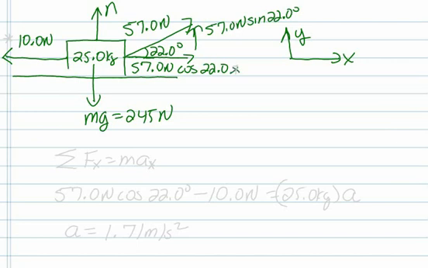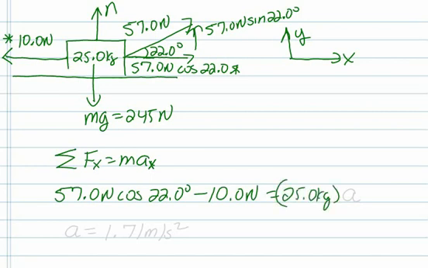So here are our x-directed forces. We have nothing else in the x direction, and here's our equation. Sum of the forces in the x direction is mass times acceleration in the x. And now we can fill in. 57 newtons cos 22 minus 10 equals m, 25 kilograms, that's mass, times a. There's our equation, and when we solve this, we get a equal to 1.71 meters per second squared. That is the answer to the problem.